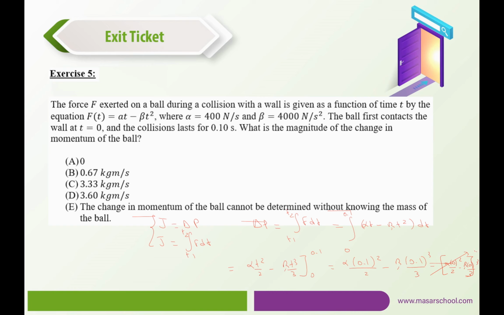Basically you can ignore all of that because it's 0. Alpha is 400 multiplied by 0.1 to the power 2 divided by 2 minus beta, which is 4000 multiplied by 0.1 to the power 3 divided by 3. Now plugging this expression into the calculator, we're going to have 2 over 3, and the unit of change of momentum is kilogram meter per second. So 2 over 3 is 0.67, which makes B the correct answer.